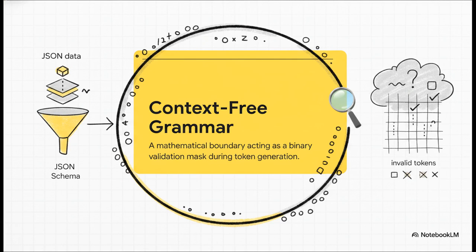During token generation, the engine computes this mask to filter the probability distribution. It literally forces the probability of generating an invalid token, like, say, an unclosed bracket or a random trailing comma, to mathematically 0. And it does this before the model even takes a sample.